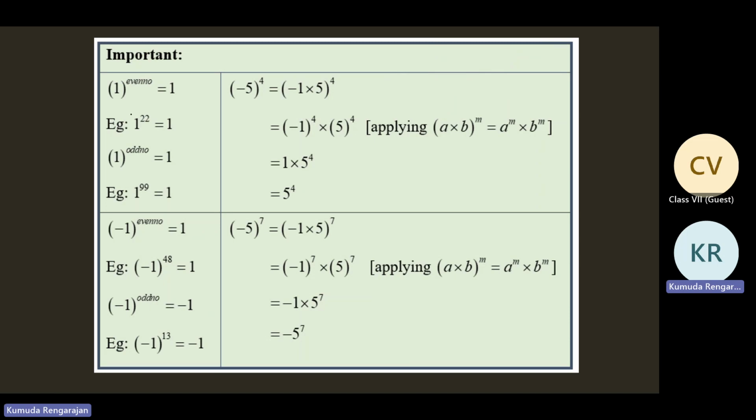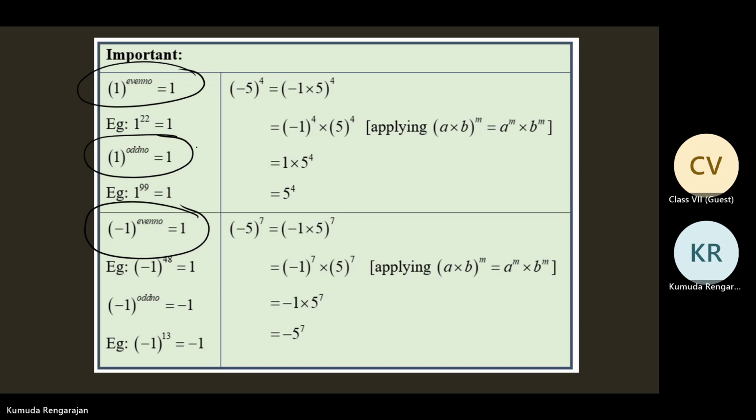So it's very simple, children. Every time it's a plus 1 only. See here, it is plus 1. 1 raised to an even number, plus 1. 1 raised to an odd number, plus 1. Minus 1 raised to an even number, plus 1. So when is it minus 1? When the base is negative 1 and the power is odd, only then it is negative 1. Only here it is negative. In all other cases, it is positive.